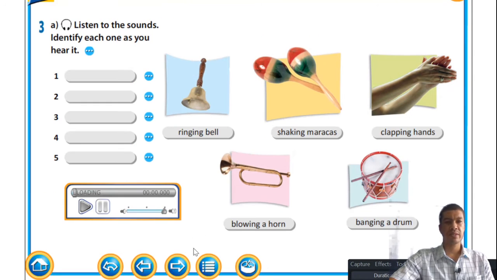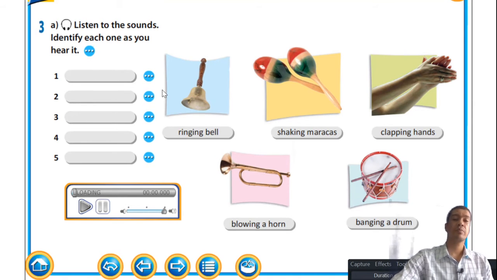Okay, moving on to the next one. Listen to the sounds, identify each one as you hear it. So same activity that we did before this, we will play it again. So I want you to listen and I want you to fill in as we go along.